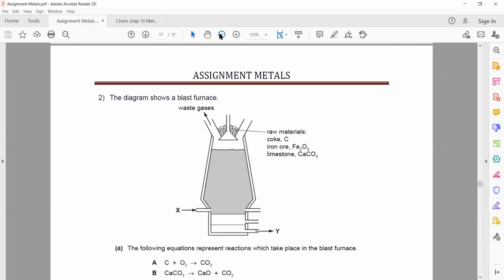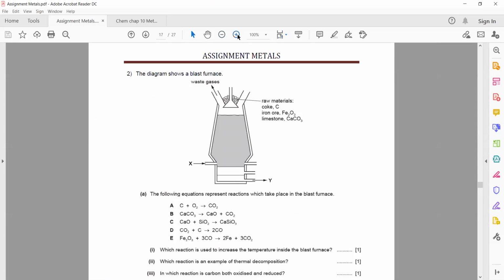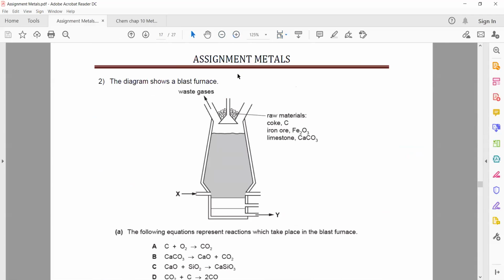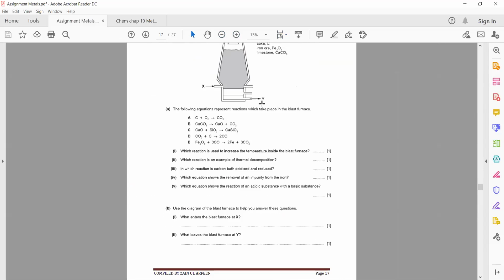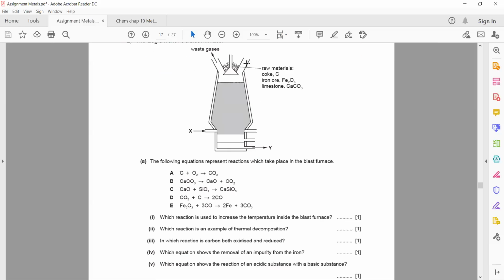Now the question from the blast furnace. The diagram shows a blast furnace. We are adding raw materials coke, iron ore, limestone, and X and Y are something coming out. The following equations represent the reactions which take place in the blast furnace. Now the question is, which reaction is used to increase the temperature inside the blast furnace? Means which reaction is exothermic, releases energy. So carbon reacts with oxygen, produces carbon dioxide, so you will write A.